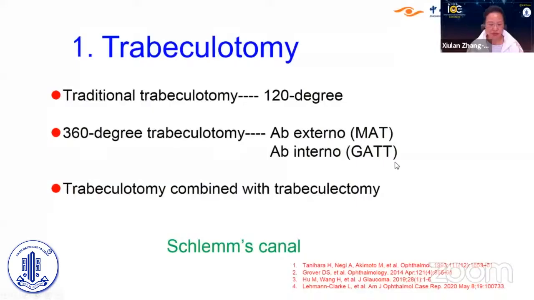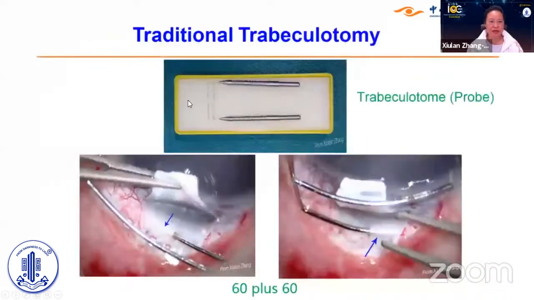Internal, we call GATT, and also trabeculotomy combined with trabeculectomy. All of the procedures focus on the same structure, Schlemm's canal. Traditional trabeculotomy is used to cut about 6+6 circumference of Schlemm's canal.